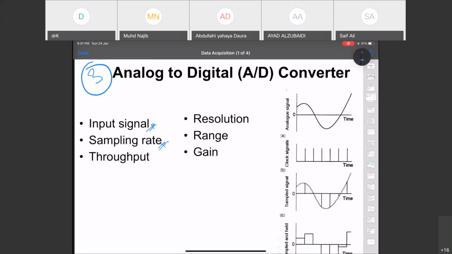Input signals, of course, are all analog. For any kind of input signal, I am detecting some kind of delay actually, guys.